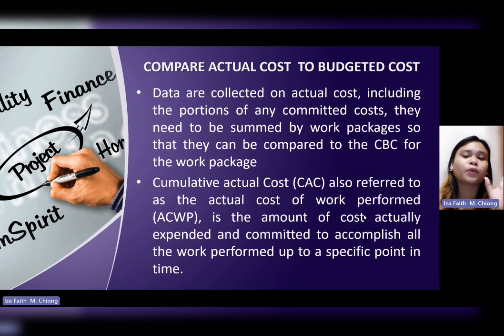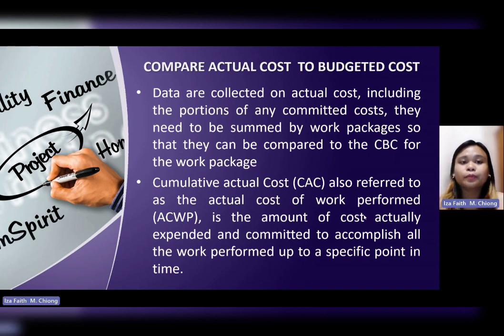So comparing actual cost to budgeted cost involves comparing the actual amount spent to the planned or budgeted amount, in order to identify any variances or differences between the two. If the actual cost is lower than the budgeted cost, it is considered to be under budget, while if the actual cost is higher than the budgeted cost, it is considered to be over the budget.